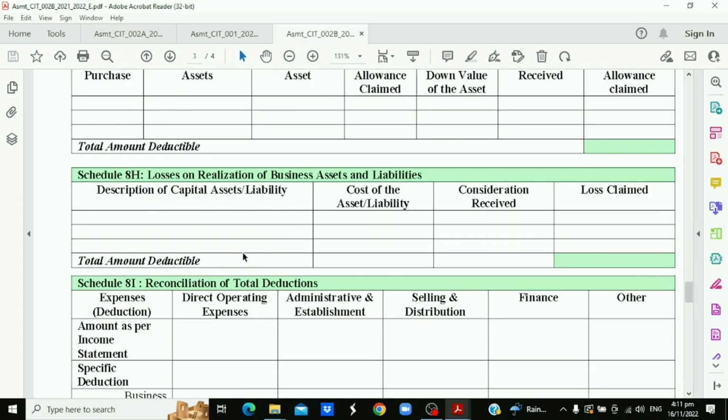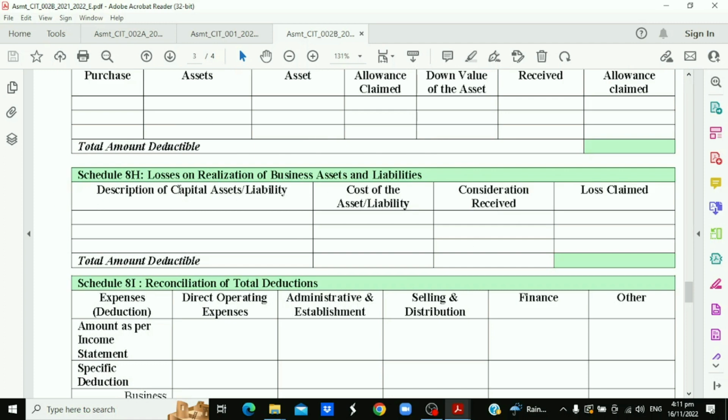Here schedule 8H is related to the loss on realization of assets and liabilities, right? If you refer to section 17, some of the assets and liabilities used for the business, once disposed, would create some losses, right? But these losses are mostly capital in nature. Under the normal provisions of section 11, we are not able to deduct these losses, but due to the provisions of section 17, it is able to deduct the loss, but this asset and liability should be used in the production of income, right?